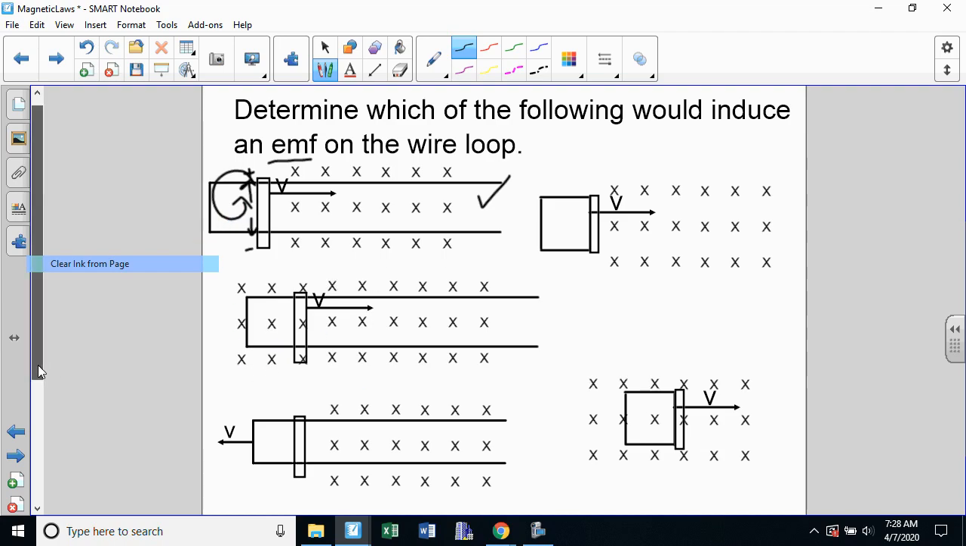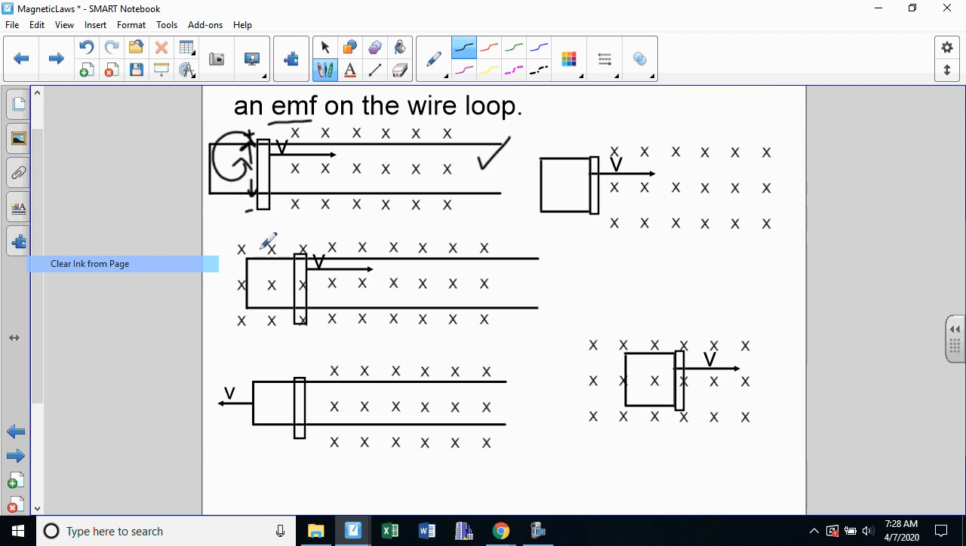When I move to example number 2, having this magnetic field on the left side doesn't really change what happens to the bar. The bar is still moving to the right.